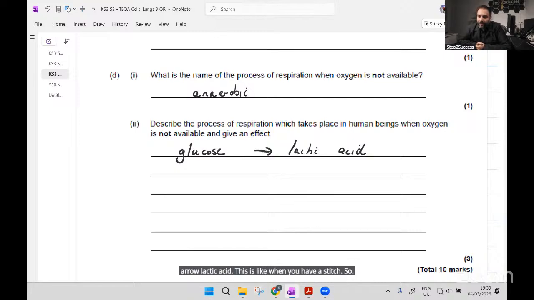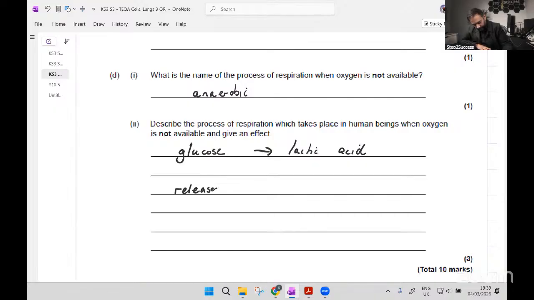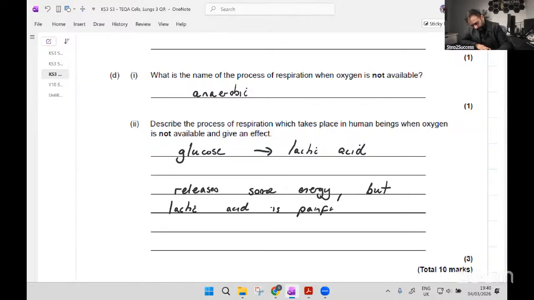This is like when you have a stitch. You get this when you do intense exercise and you're not able to get oxygen into your body quickly enough. And so your body has to resort to this process, which helps to release a small amount of energy. But the lactic acid it produces is painful. That's why a stitch is painful, or if you do lots of exercise, it starts to hurt after a while. That should be enough for you to get that.